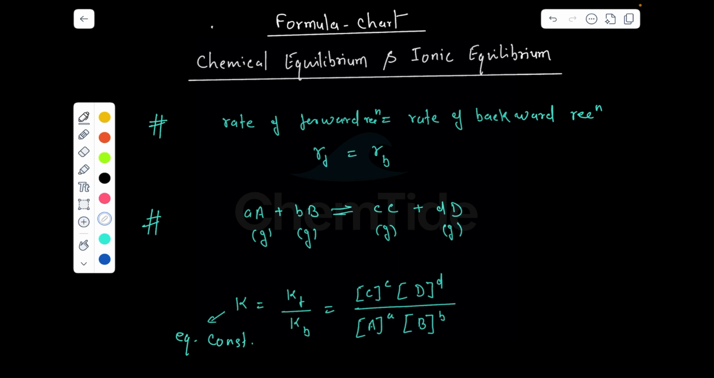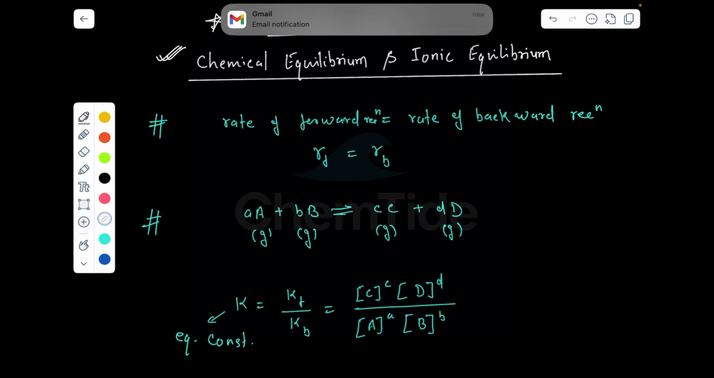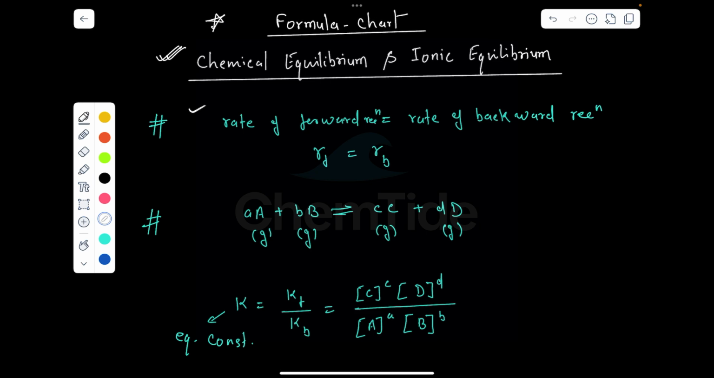Today we are going to do the formula chart of chemical equilibrium and ionic equilibrium, a very important section for JEE and NEET. Here we are going to cover the entire chapter at a glance, along with the formulas. So first, equilibrium means the rate of forward reaction is equal to the rate of backward reaction. RF is equal to RB.